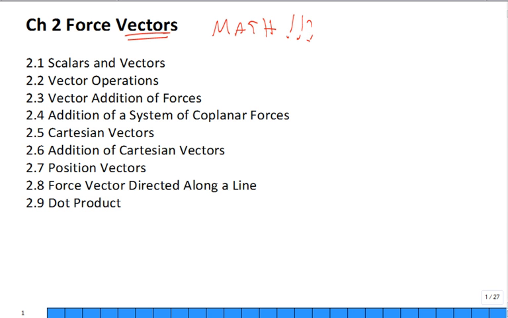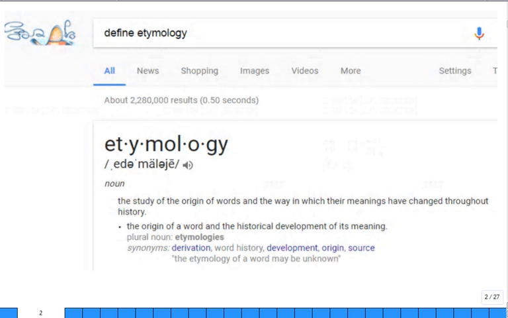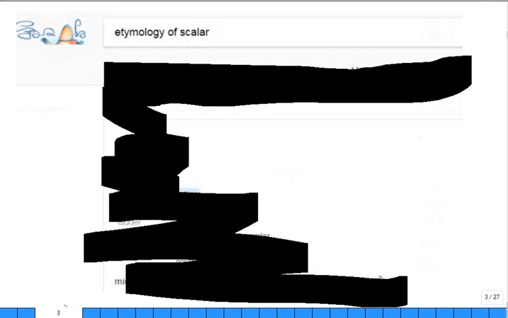Let's jump into it. You see a word, and to me, when I'm confronted with a new word, I want to understand the word. Well, how did this word even come into being in our language? That's the study of etymology. So etymology is the origin of words. True? So somebody says, we're going to study scalars. That's kind of a peculiar word, scalar. What's the etymology of the word scalar?